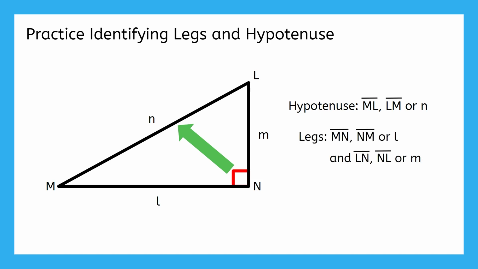Check your answer. It does not matter which way you named each leg, as long as you have some combination of n with m or lowercase l by itself for one leg, and some combination of l with n or lowercase m by itself for the other leg.